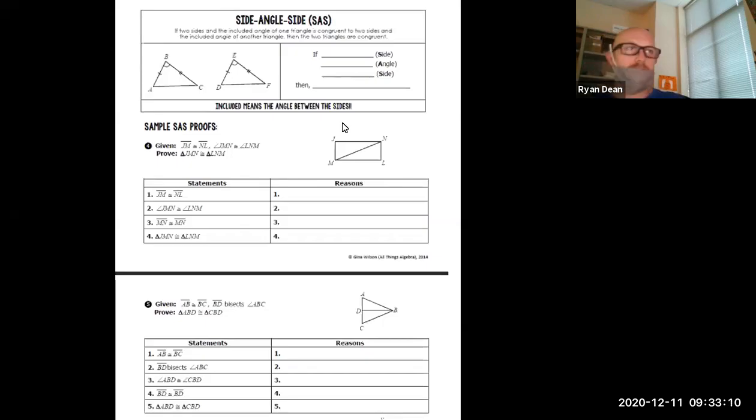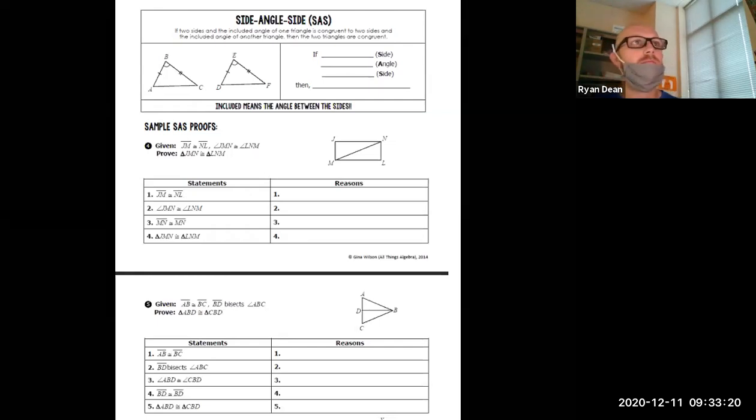All right, in this video, we're going to talk about side angle side. This one is kind of similar to side side side, but it's a little bit different. We're going to talk about the differences and what we need to note in the way that we do this one. Okay, so side angle side.